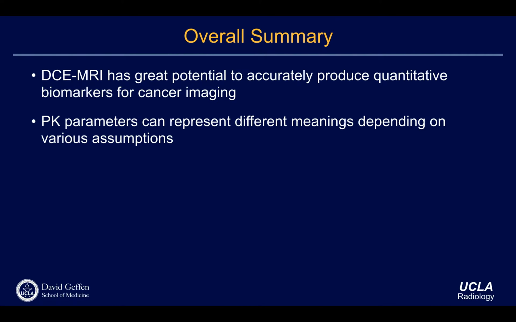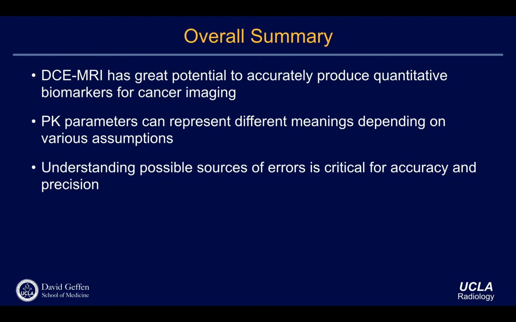PK parameters can represent different meanings depending on different assumptions. So again, that goes back to the question of whether it's purely perfusion or not. My take-home message to you is that you have to be very careful in trying to map K-trans directly to perfusion, because it may not be the case in some situations. Sure, it represents a lot in terms of the perfusion component, but in the meantime, it has some other components included too.